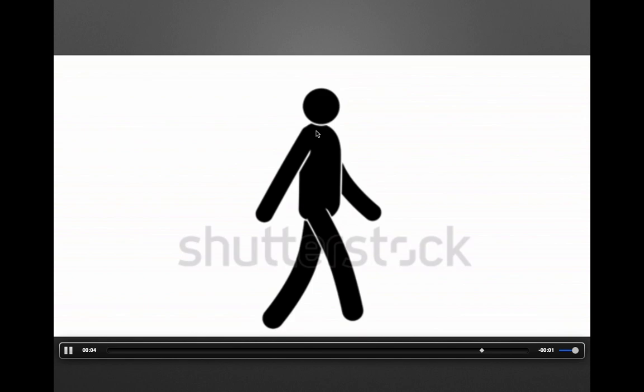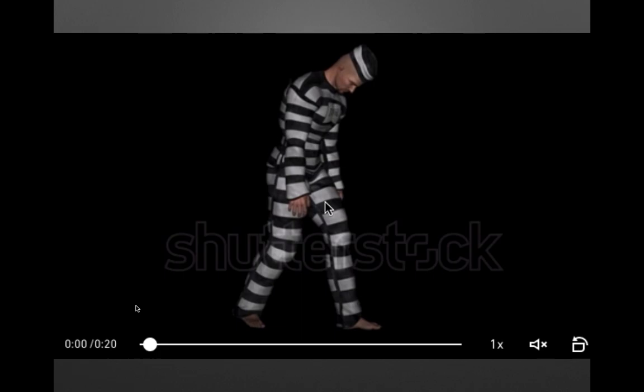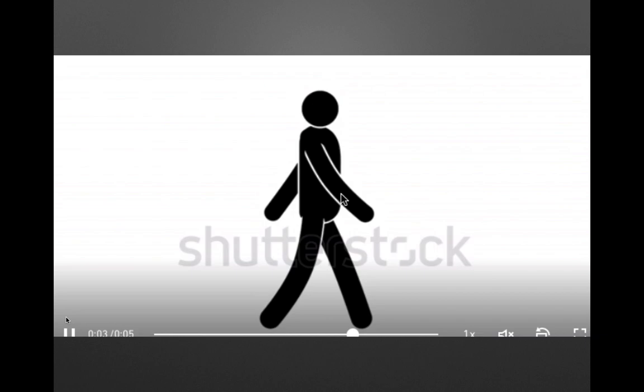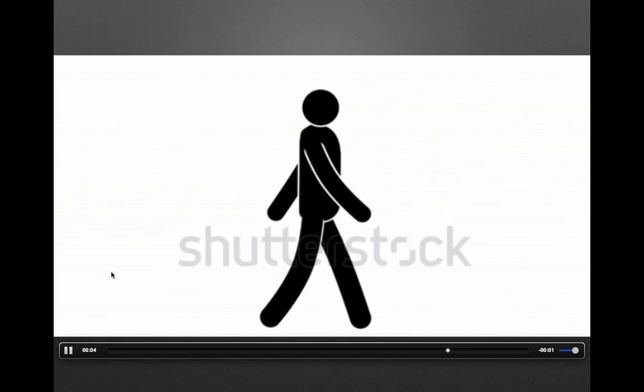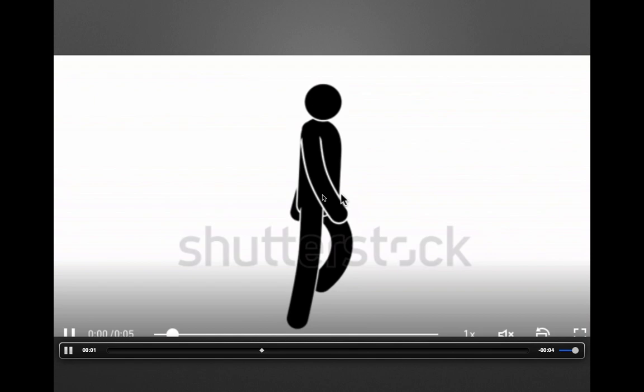So because of this, whenever your arm swings, the COG is going to shift up, down, up, down, up, down, up, down, up, down, up, down. This is called vertical displacement of COG.